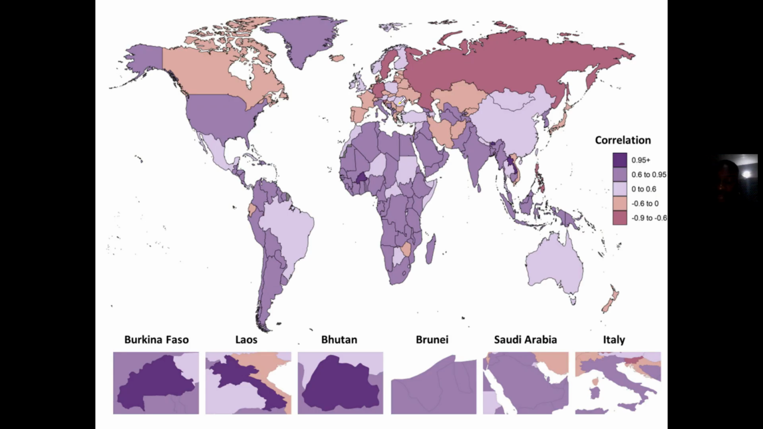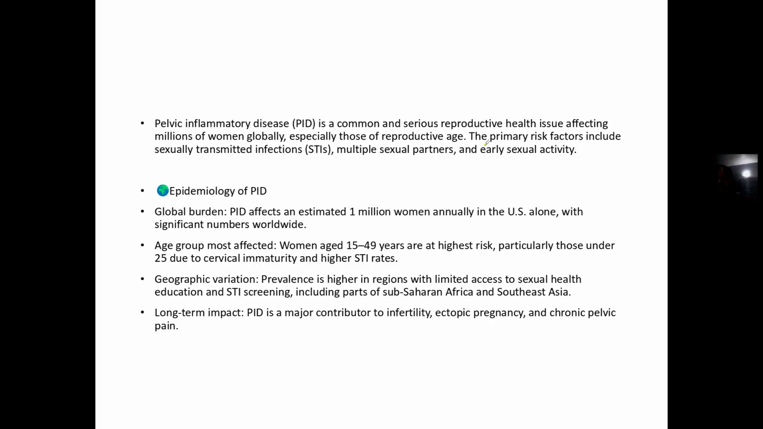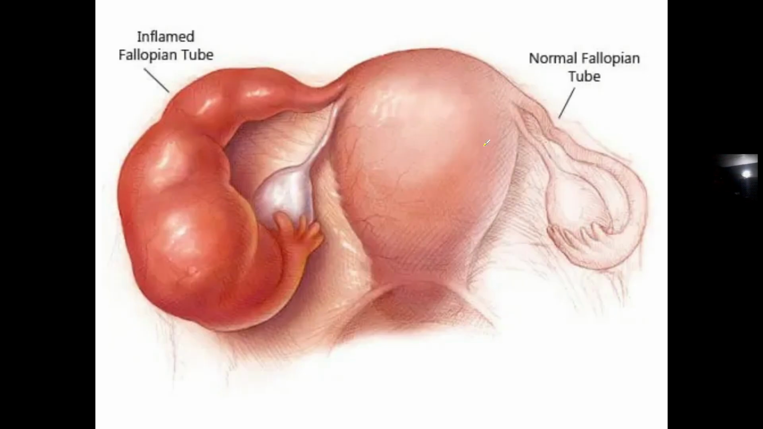So this is a rough image trying to show the epidemiology, and this is the key here. I think everything you see here, you should multiply by 100,000. Okay, so pelvic inflammatory disease: inflammation of the uterus, inflammation of the fallopian tubes, inflammation of the ovaries.